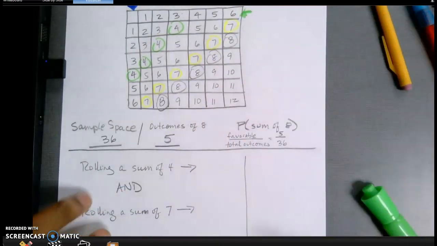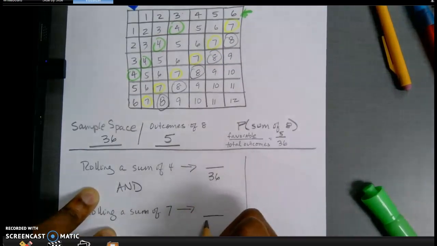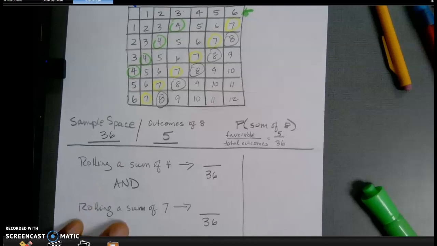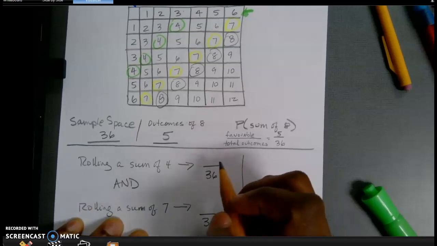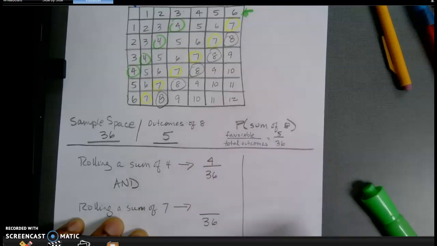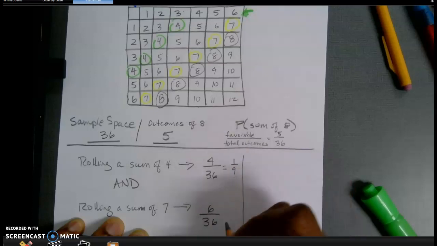And what I'm doing is I'm just circling all of my instances. Okay, so if we remember, our possible outcomes, or sample space, total outcomes is always going to be out of 36. All right, and then if I roll a 4, that is going to be what? 4 out of 36. Rolling a sum of 7 is going to be what? 6 out of 36. I could simplify both of these, one to 1 over 9, and the other to 1 over 6.